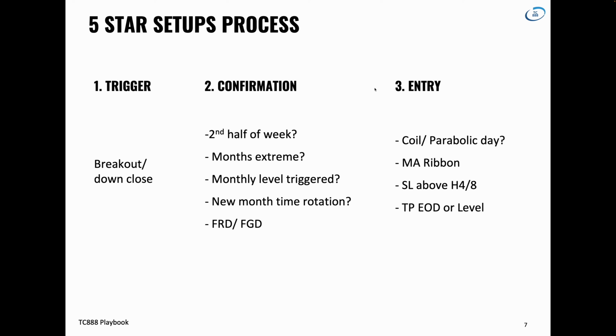And then, if you trade this standalone, you would look at a coil. You want to have a parabolic day. You look at the MA ribbon. We will do that. And then you enter within the ribbon or leaving the ribbon with a stop loss above HH or 4. Take profit end of day or a specific level. So I'm typically not trading it that aggressively. I do my typical normal trading, maybe a bit more progressive, and that's it.